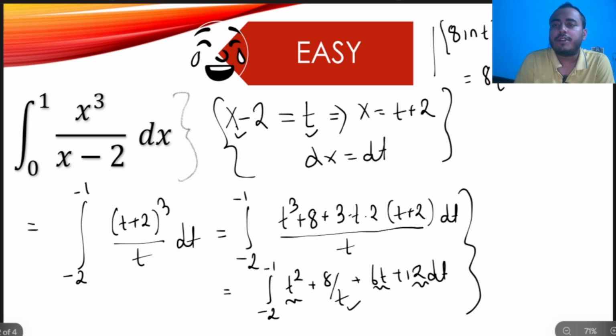If I apply the properties of log, like writing it this way, I see that this simply becomes 8 into ln of 1 by 2, because minus 1 divided by minus 2 is 1 by 2. So should I take this answer, or should I just say not convergent? So what do you think is the correct answer?